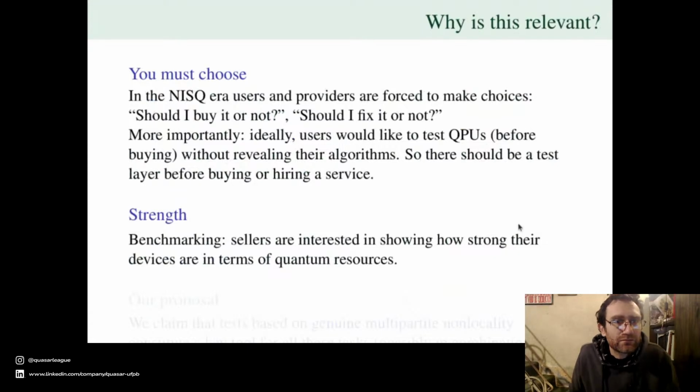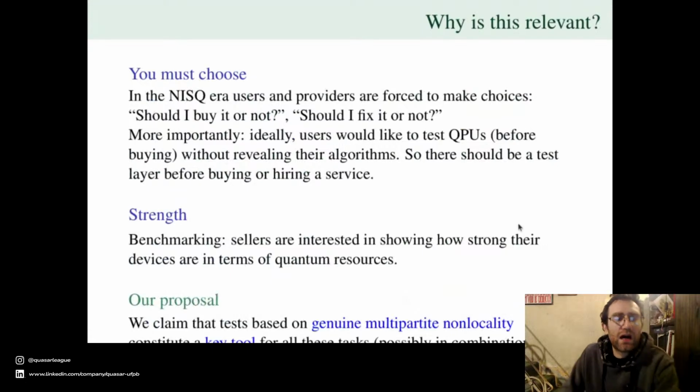And also, there is the problem of strength and benchmarking. Sellers are interested in showing how strong their devices are in terms of quantum resources. So our proposal is that tests based on genuine multipartite non-locality constitute a key tool for all these tasks, possibly in combination with other tests.